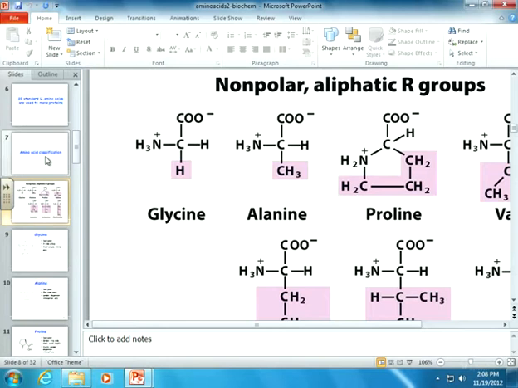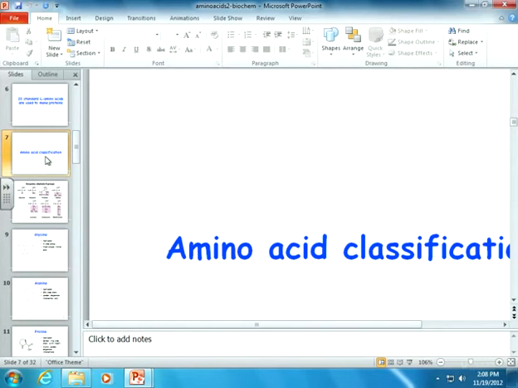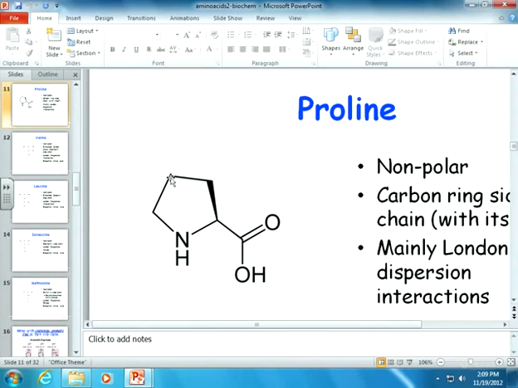Let's see. What's the R group for glycine? H. Alanine? CH3. Proline? Yeah, it's the CH2, CH2, CH2, back to the nitrogen ring. So right here, CH2, CH2, CH2, connected back to nitrogen. And let's see, 1, 2, 3, 4. We also learned valine. And what's, yeah, CH3, CH3. So it's an isopropyl group. So it looks kind of like a V.